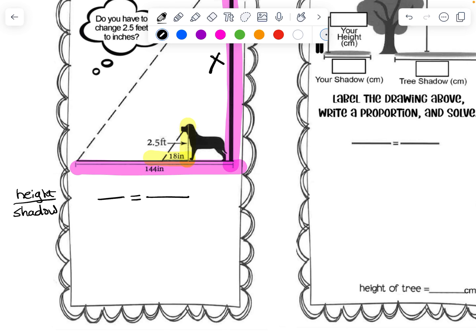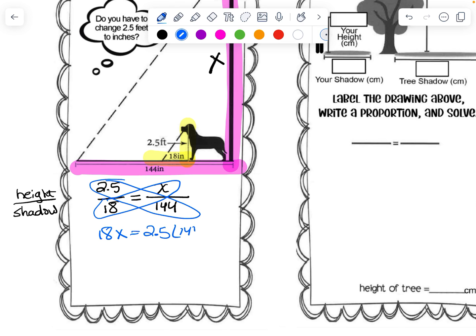And then I'm just going to use cross products. So first I'm going to do the one that has the variable, 18x. That's going to equal 2.5 times 144. 2.5 times 144 is 360. I'm going to divide that by 18 to get the answer. It should be 20, right? Yeah, 20. That's how tall the pole is, the telephone pole.